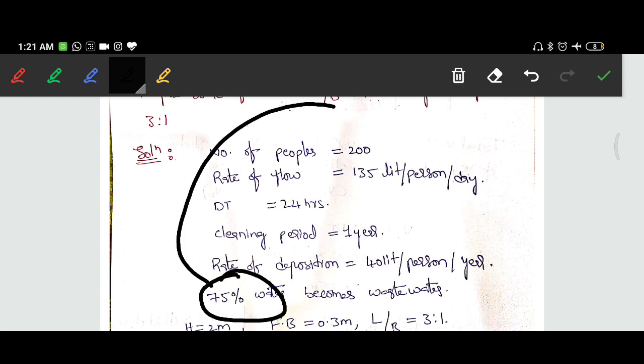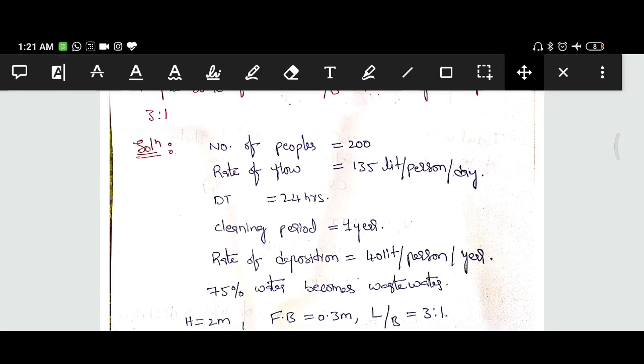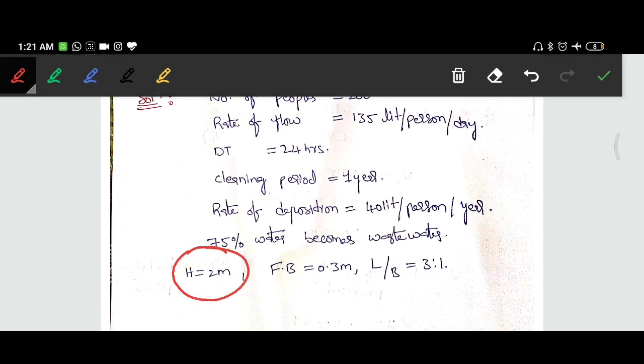Okay, so here 75% from the total water supply, that is rate of flow, is going to convert into wastewater from our bathrooms and kitchens. 75% is given in the question. So now we are going to design according to this criteria. And also height of the tank is given. Here height is nothing but depth of the tank. Freeboard is given 0.3 and length by breadth ratio is given 3:1.